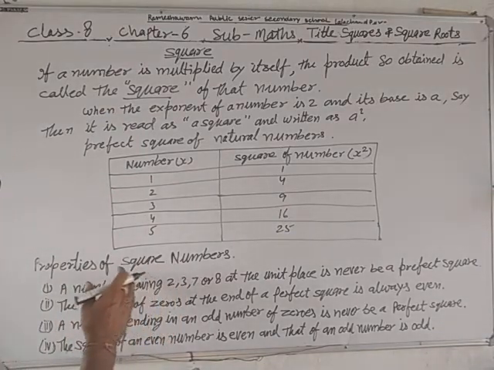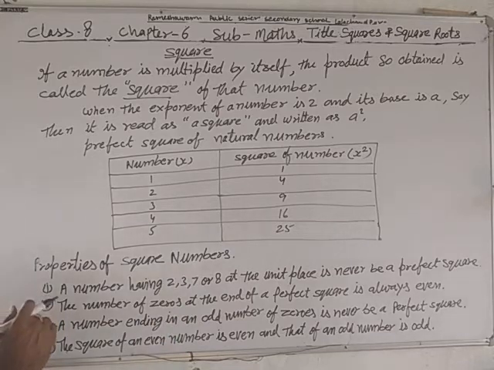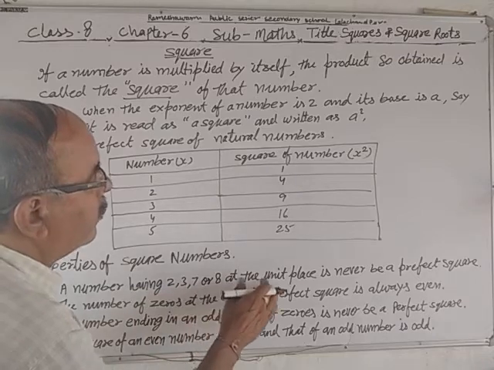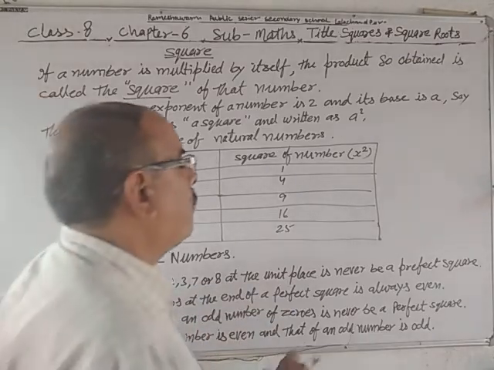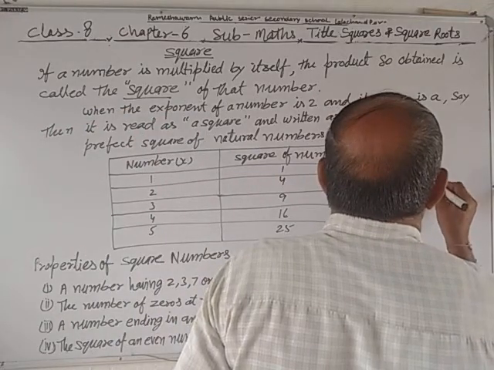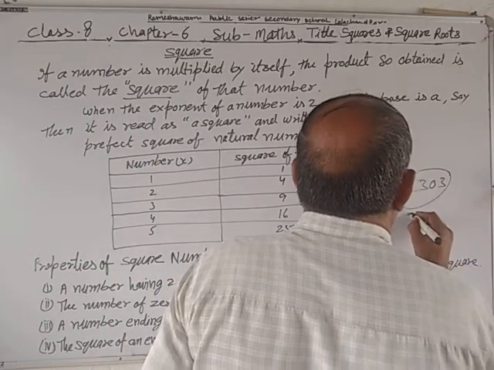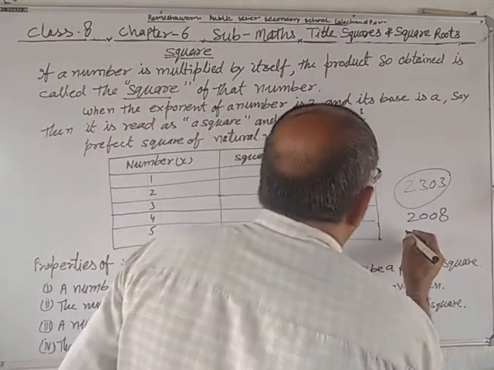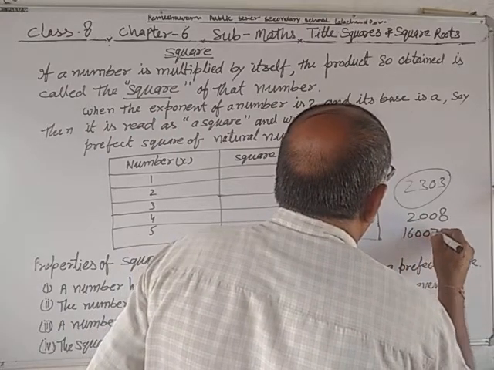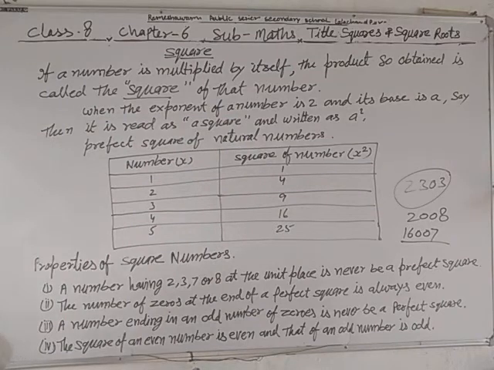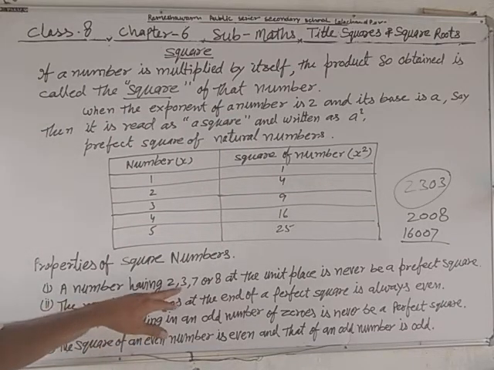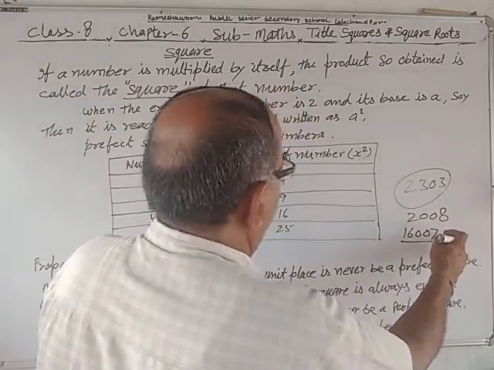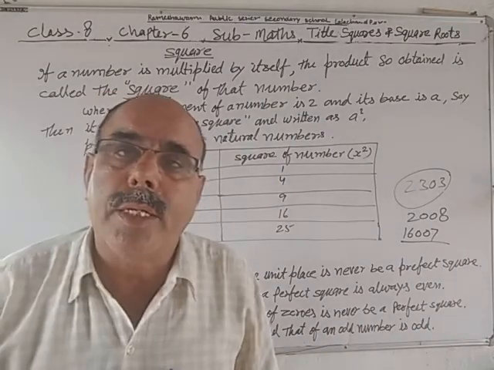Properties of square numbers. First property: a number having 2, 3, 7 or 8 at the unit place is never a perfect square. It means a number having 2, 3, 7 or 8 at the unit place is never a perfect square.